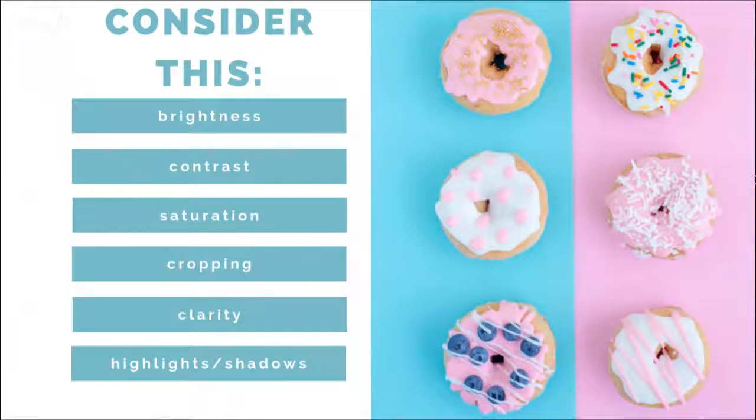And then highlights and shadows. Say you're taking a photo and the lighting looks great, but there's just really dark shadows over a student's eyes, and you can't really see their eyes or their faces or something that they're holding or doing. You can adjust that in the app, and that is usually under highlights and shadows. So that's where you'll find that whenever you're editing your photo.